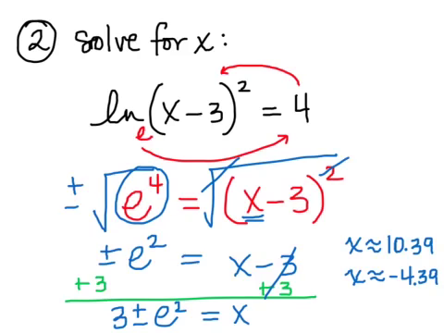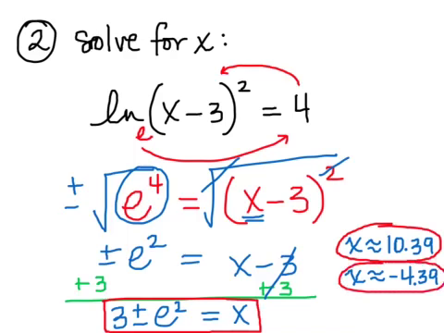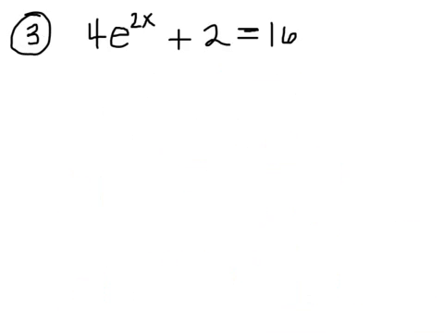If they wanted exact answers, you would leave e in the problem like this, and there would be 2 answers, 3 plus e squared, 3 minus e squared. Or if you put them in the calculator, you can get a rounded off decimal. The plus version gives you this one, the minus version gives you this one, and those are rounded off, and those would be possible answers as well, depending on what the directions are.